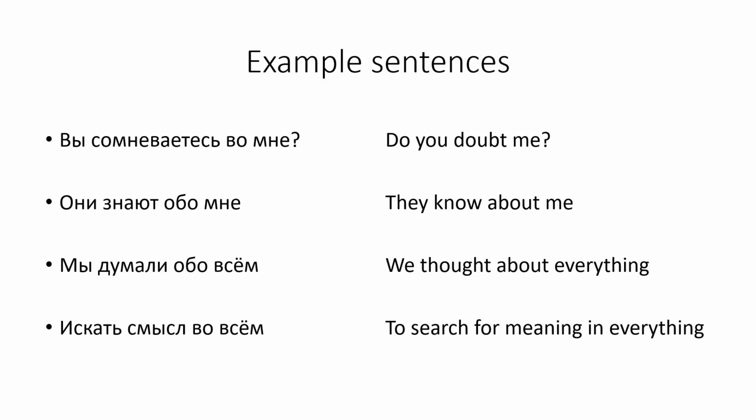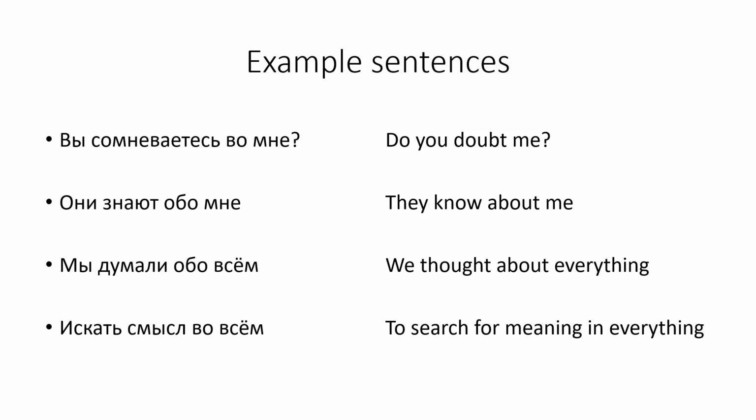Они знают обо мне. They know, они знают обо мне. They know about me. Они знают обо мне. Мы думали обо всем. We have thought about everything. Мы думали, or we were thinking about everything. Мы думали обо всем. Обо всем.